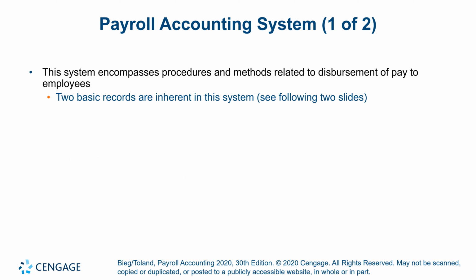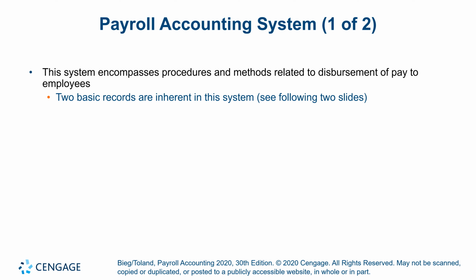Okay, payroll accounting system. This system encompasses procedures and methods related to disbursements of pay to employees. Two basic records are inherent in this system, and we're going to talk about these. We've seen them before, so it shouldn't be too new to us, but again, we're going to get more practice with them. The two basic records are the payroll register and the employee's earnings record, right? The payroll register includes all employees, all the information, all the gross pay, all the deductions, all the net pay. The employee earning record is just one employee's earnings records, right?